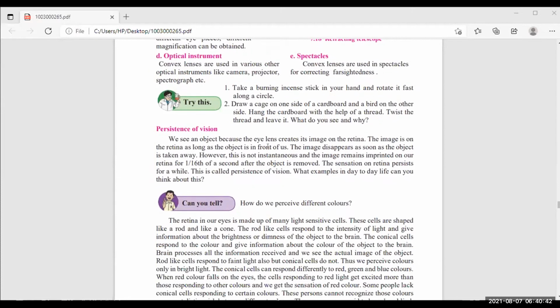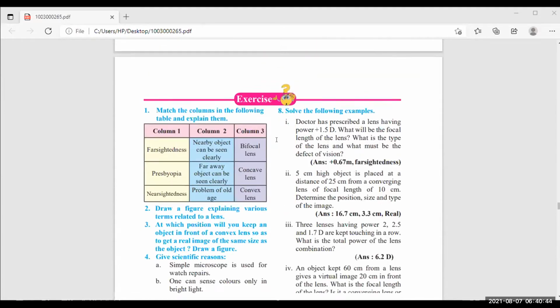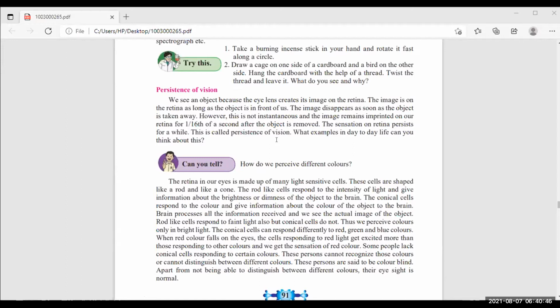Okay. Now we have to see the persistence of vision. What is the persistence of vision? Very simple. We can see any object. Yesterday only we learned its image is formed on the screen of our eye, that is called the retina, and the image on the retina remains as long as the object is in front of us. The image disappears when the object is kept away from our eyes, or we went away from it, and this image remains on our eyes just for 1/16 second. Then afterwards automatically it will be removed if the object is not present in front of our eyes.